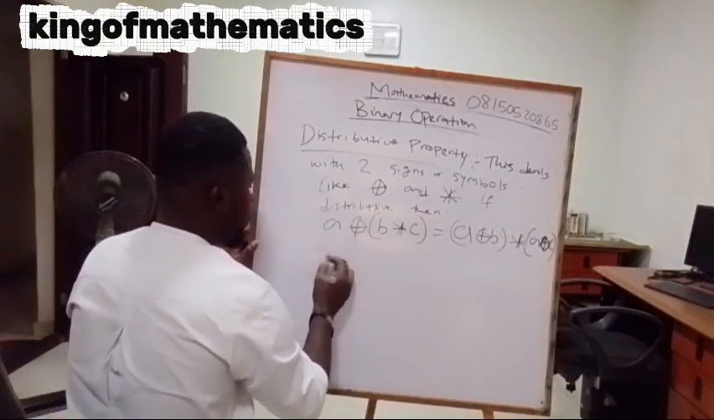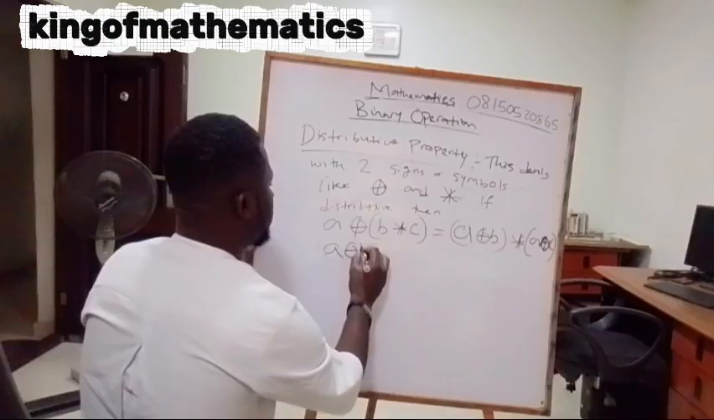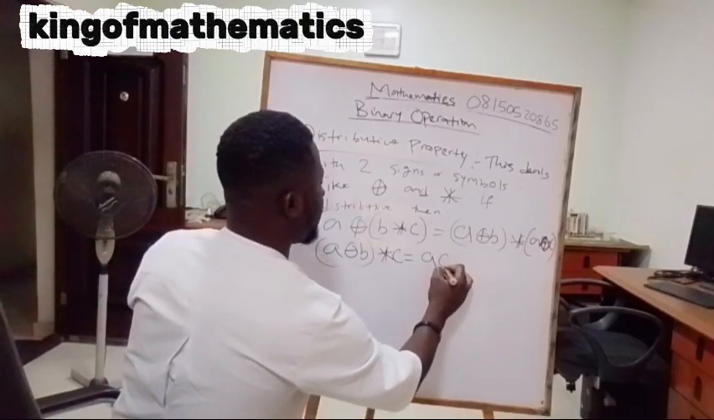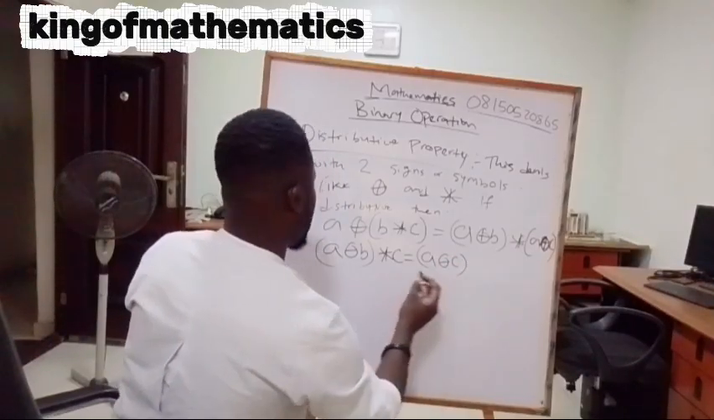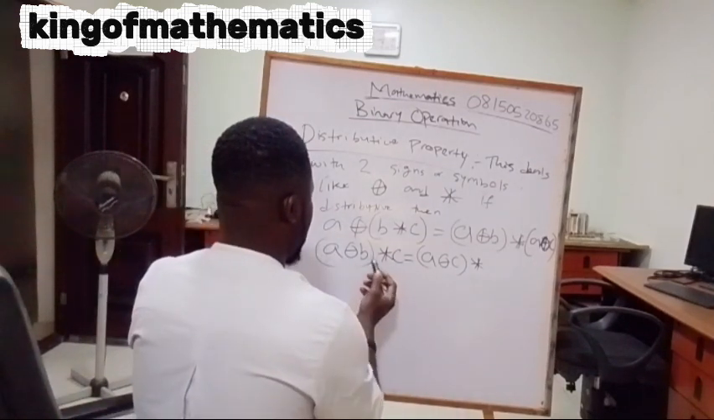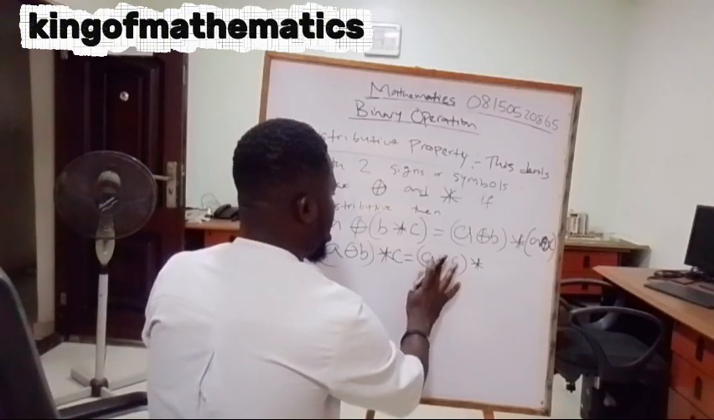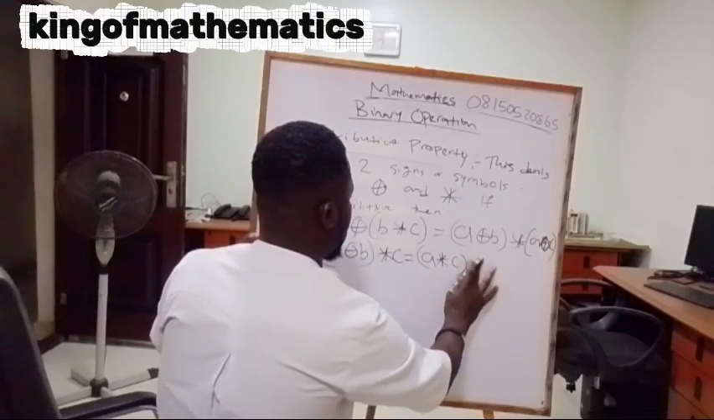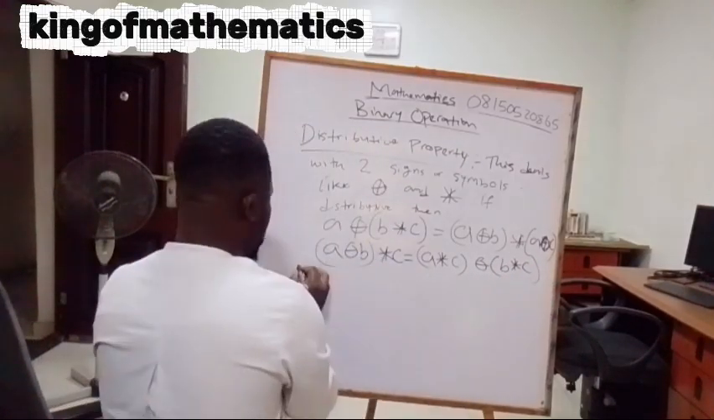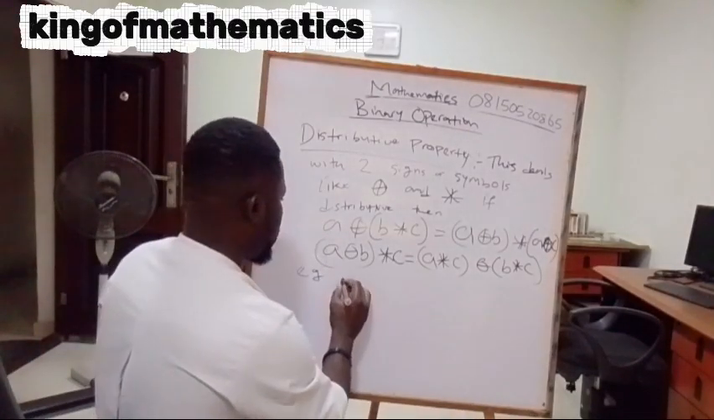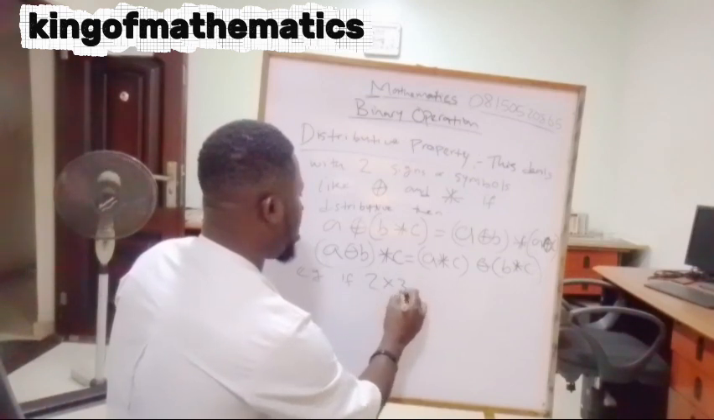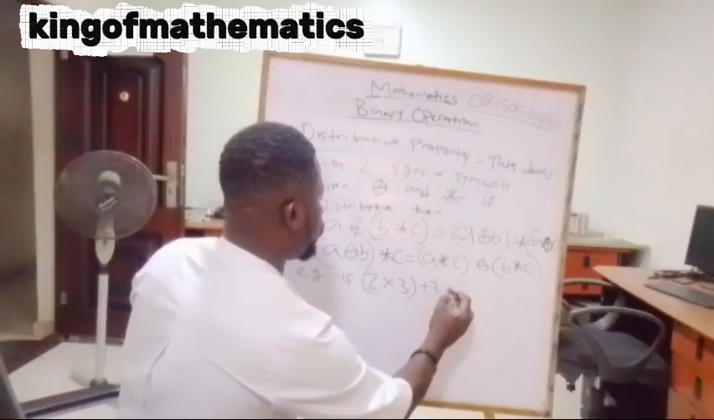And vice versa. If you have A operation B operation C, it must be equal to A operation C, then the other operation, it must be equal to A operation C operation B operation C. So e.g., is 2 times 3 plus 2 distributive.